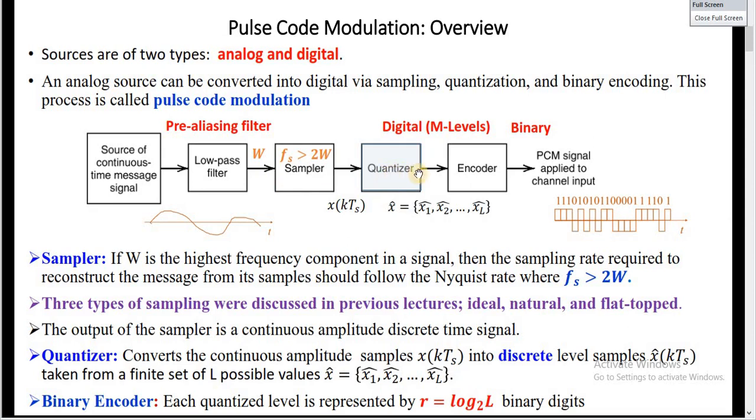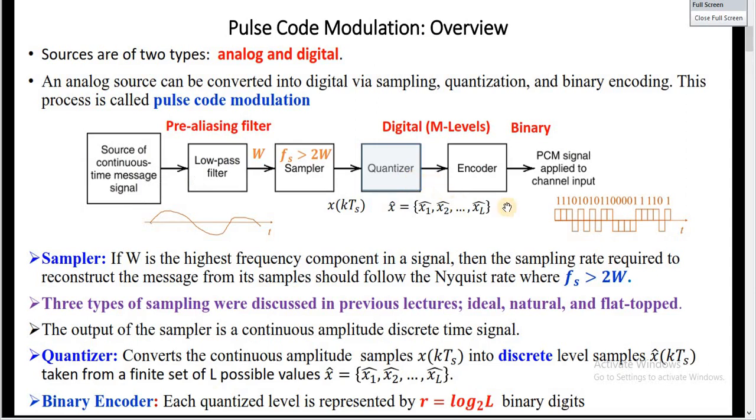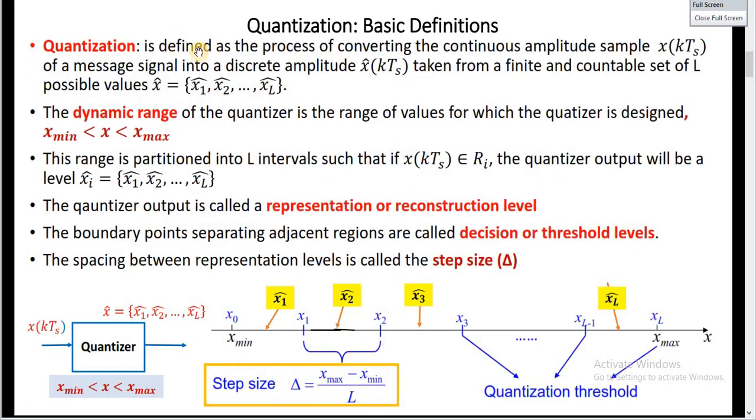Now we come to the other unit in this system, which is the quantizer. So we need to study the quantizer so as to minimize the quantization error and as such minimize the distortion incurred when the analog signal is converted into the digital signal. Now let us start our treatment of the quantization process. We repeat the definition of quantization. Quantization is defined as the process of converting the continuous amplitude sample x(kTs) of a message signal into a discrete amplitude x cap(kTs) taken from a finite and countable set of L possible values, x cap equal x1 cap, x2 cap, and so on.